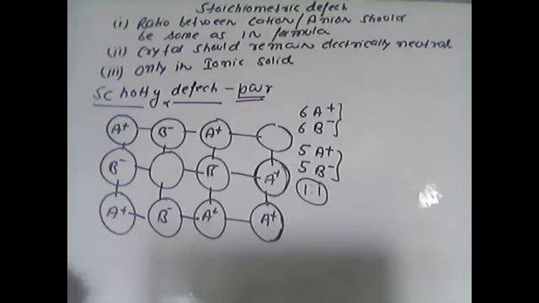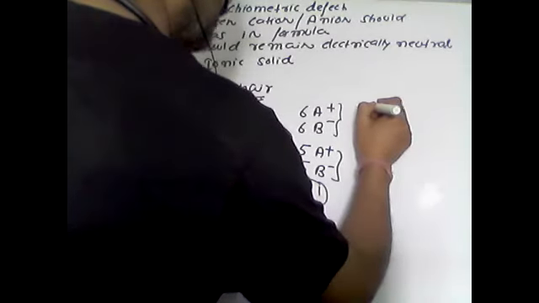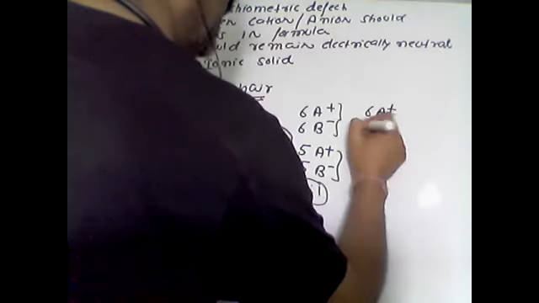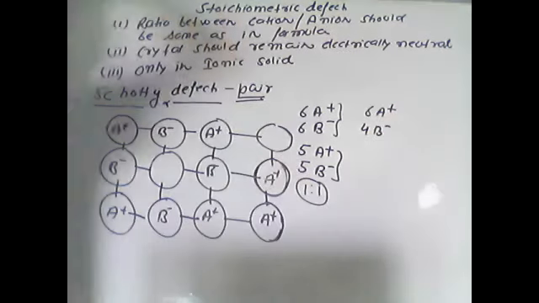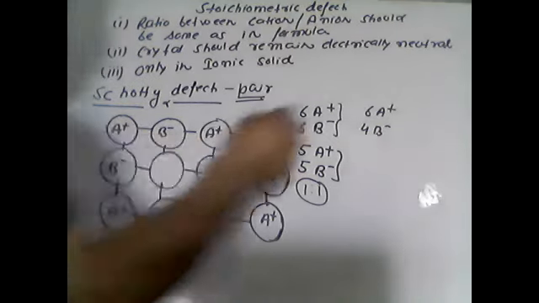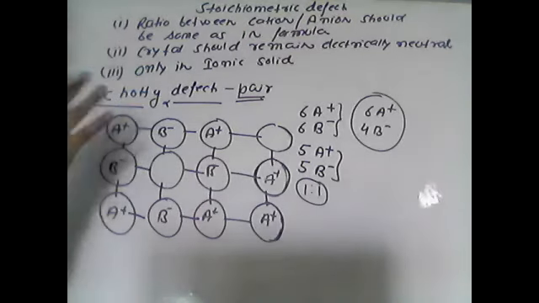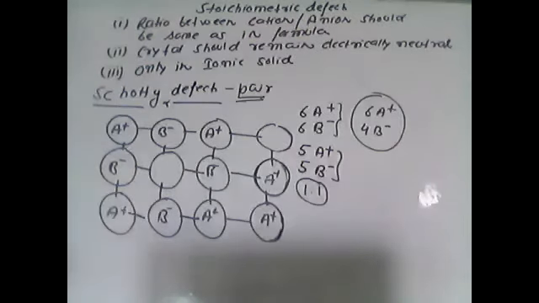Now, a good question I've got. What happens if we have 6 A positive and 4 B negative, where only anions are missing, but cations are not missing? This is also a defect. But this defect is not a Schottky defect, and this defect is not a stoichiometric defect. This is not Schottky, and this is not stoichiometric.